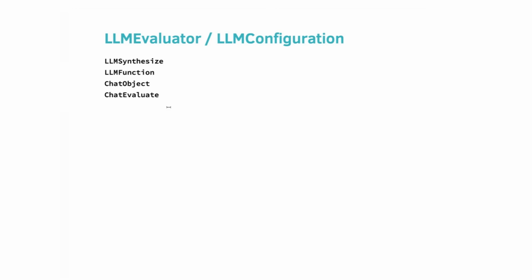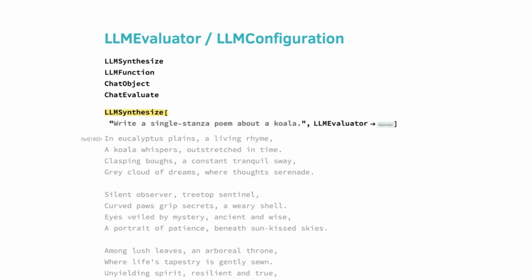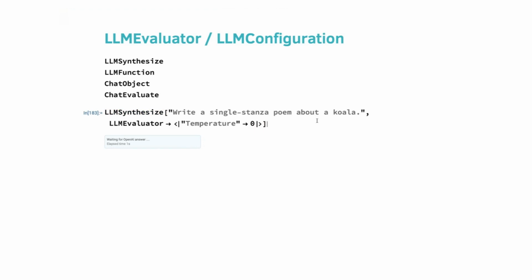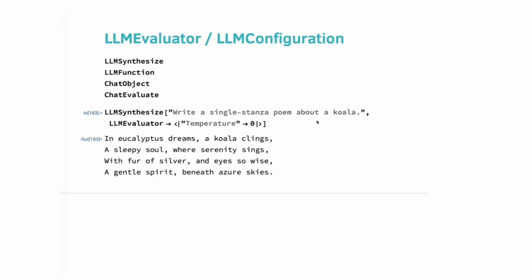So all the functions we've talked about so far have an option that lets you set this. And the option is called LLM Evaluator. I can now provide another option called LLM Evaluator, where I can then give it some other settings. So for example, I could say something like temperature arrow 0. It sets how much randomness to put into it. If you set temperature to 0, then it'll actually make it deterministic. So if I run this multiple times, it should pretty much always return the same result.